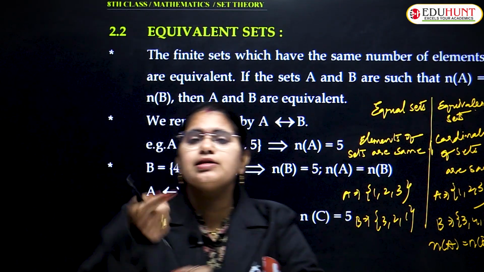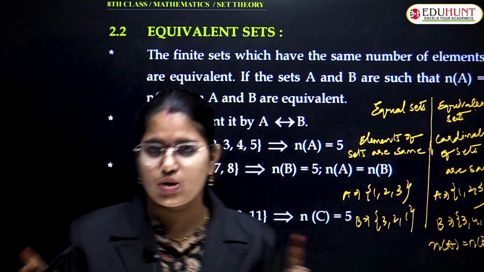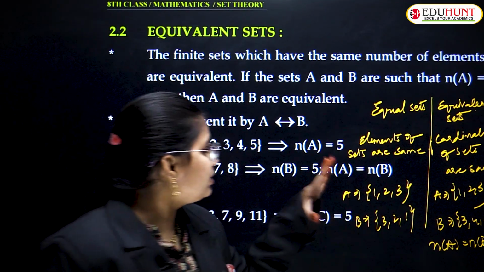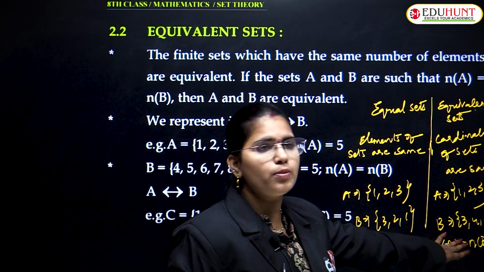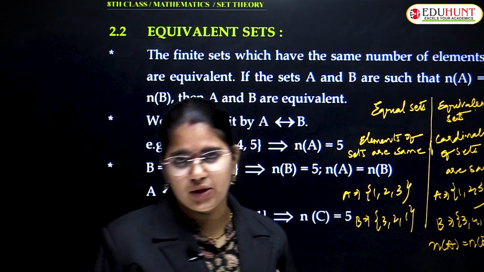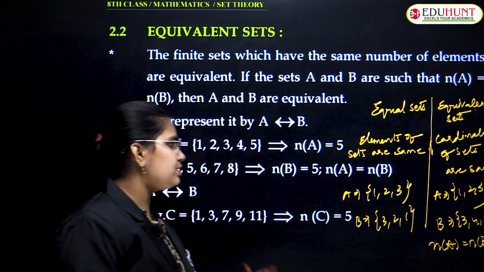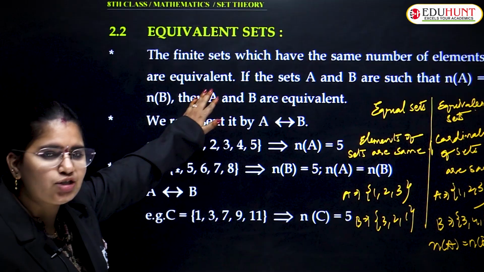Their cardinalities are the same but the elements are not the same, right? So in that case, sets are said to be equivalent if their cardinalities are equal. Then you can say they are equivalent sets. Just have a glance at the slide, children.